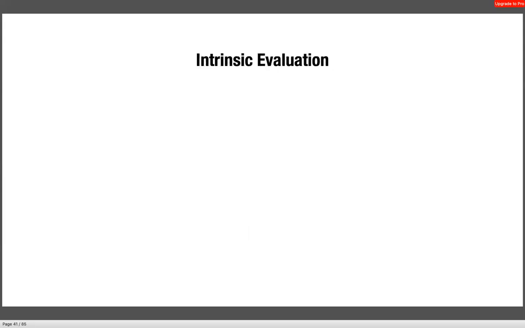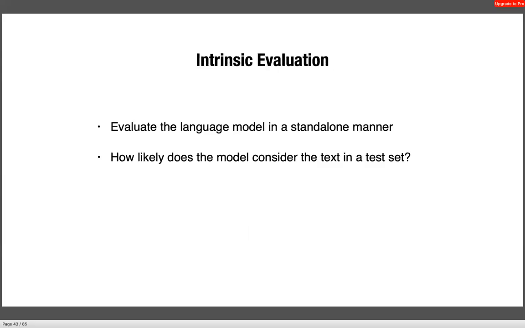So there's also an intrinsic evaluation for language models, where you evaluate it in a standalone manner. There's a very popular metric which is known as perplexity. I'll motivate perplexity by trying to answer the following two questions. The first question is, how likely does a language model consider the text in a test set? I'm given a test set, and I want to see how likely my language model thinks the text in the test set is. If I can answer this question reasonably, then that is a good metric.